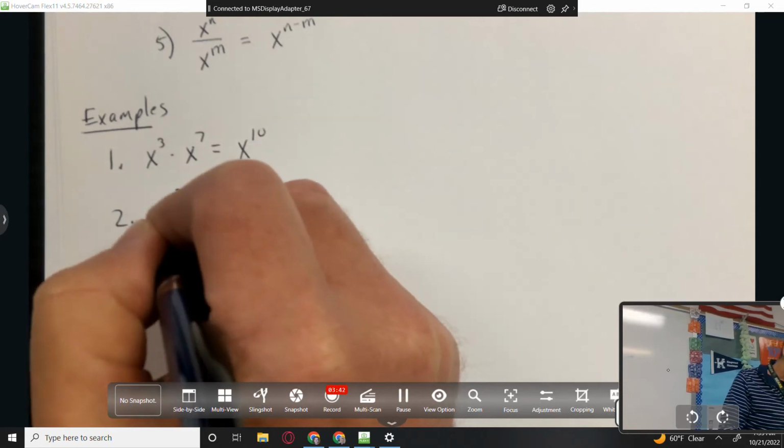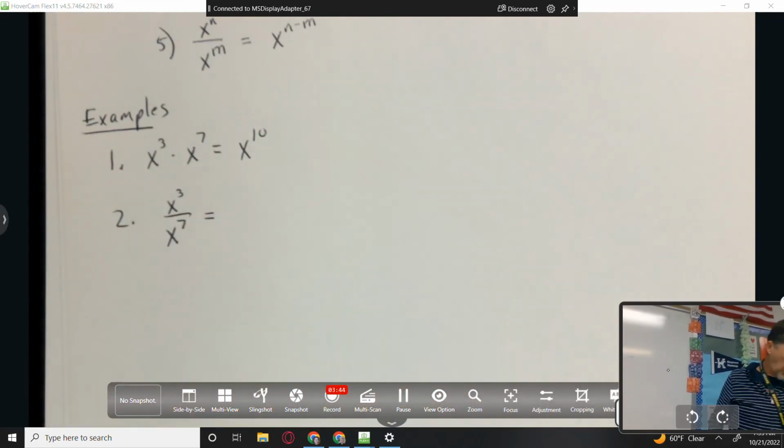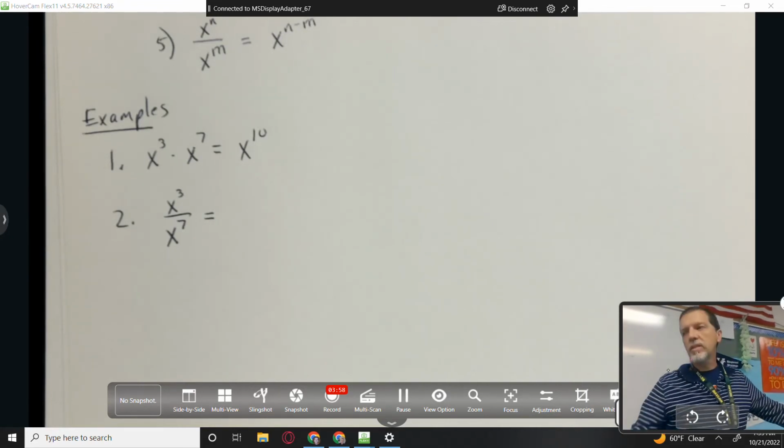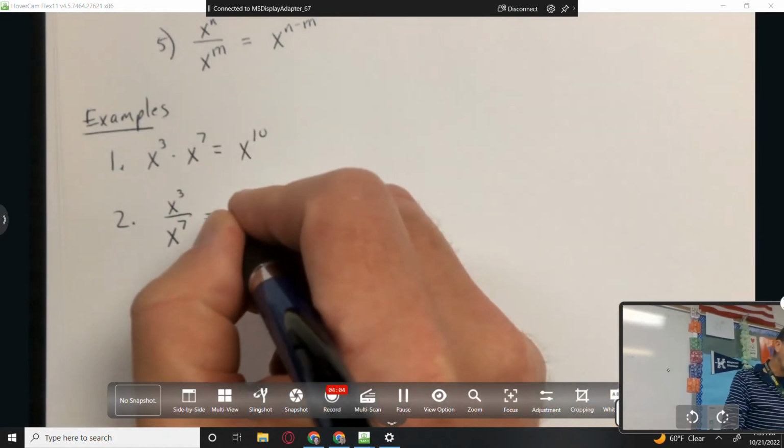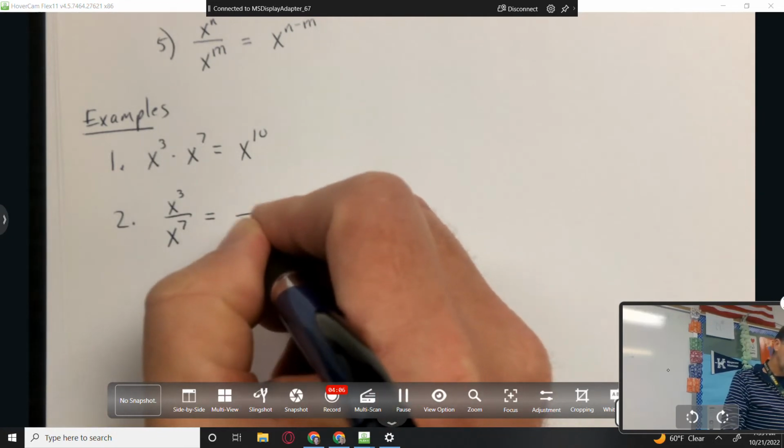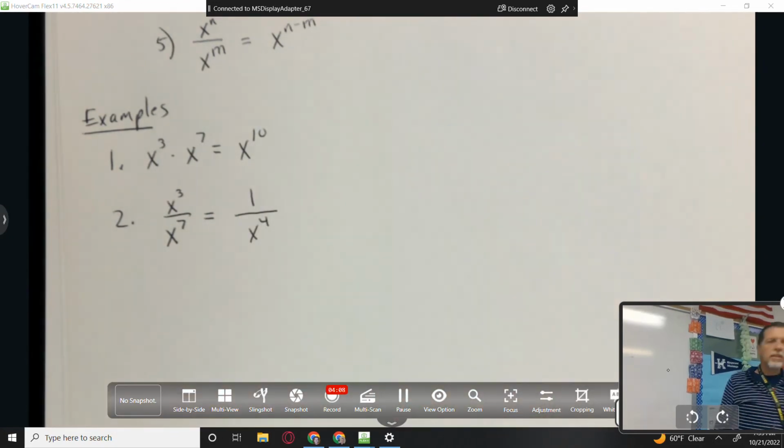How about x cubed over x to the 7th? Good. x to the 4th, but in the bottom. So you still subtract, but you put it where the bigger one was. So 7 minus 3 is 4, but there were more of them in the bottom. So x to the 4th in the denominator.